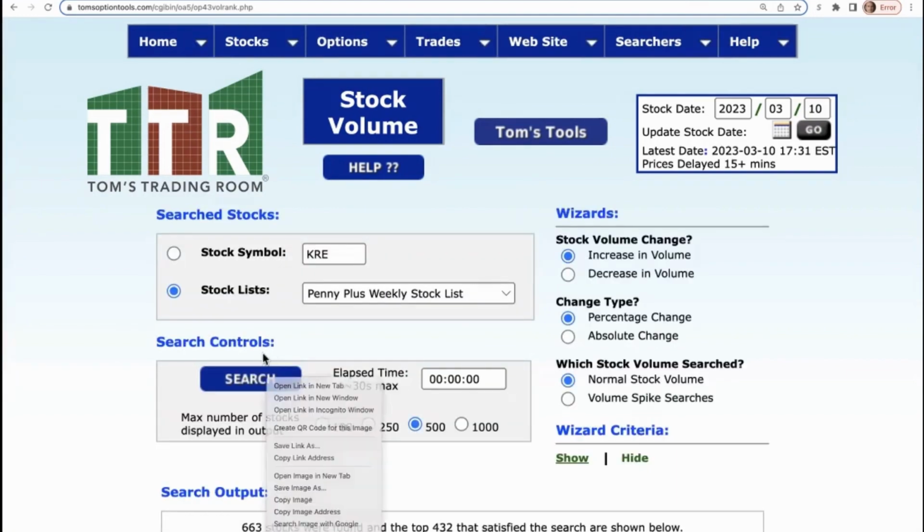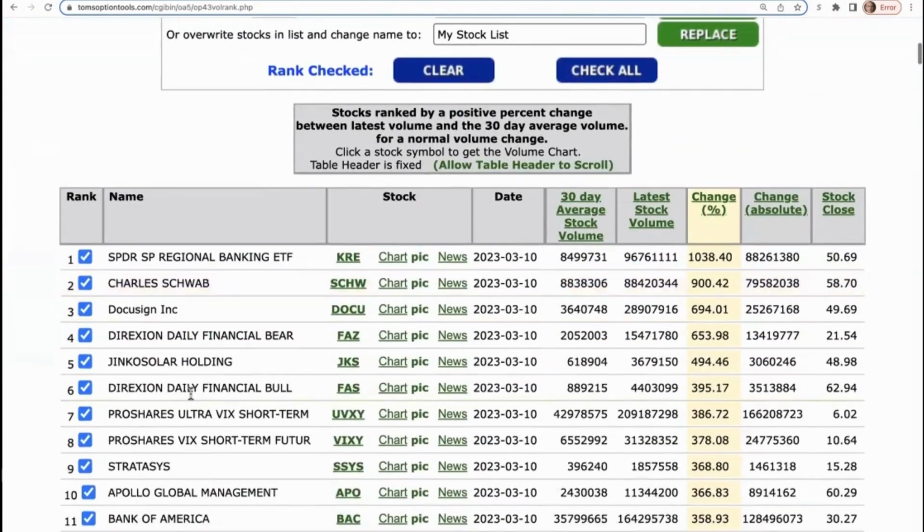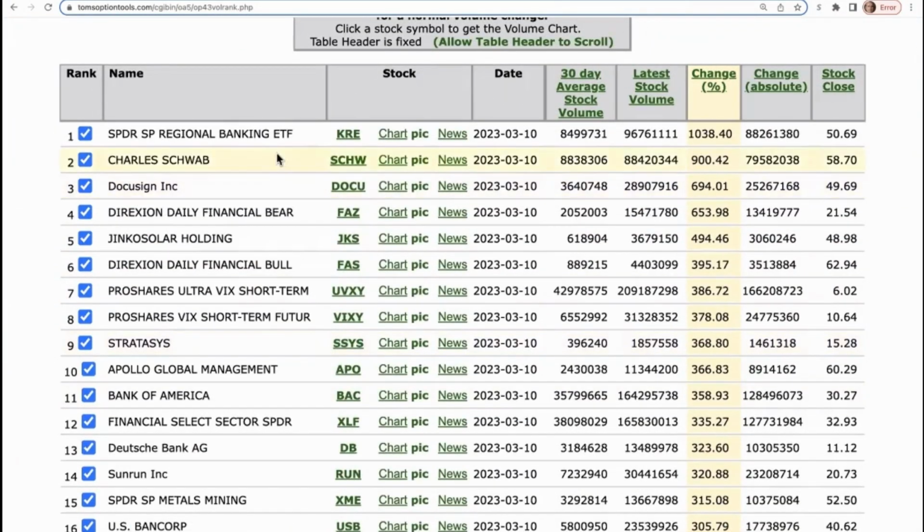And let's take a look at some of these here. Well, not surprisingly, the KRE, which is regional banks, Schwab is on here, DocuSign's on here. These three stocks here, the volume is immense. Look at the volume percent change here. It's immense, immense, immense, immense. XLF is on the list as well. Bank of America.